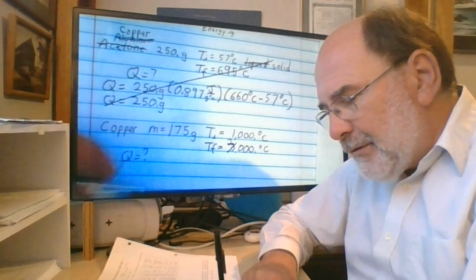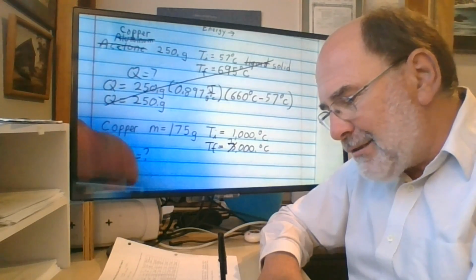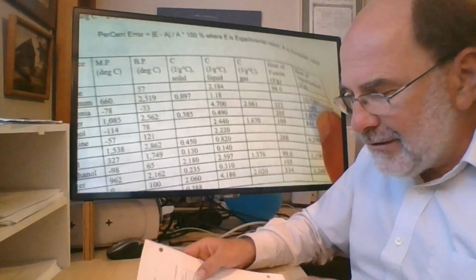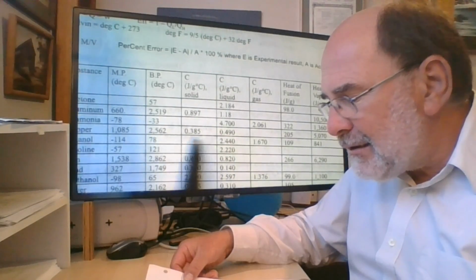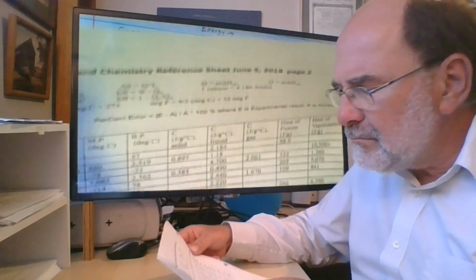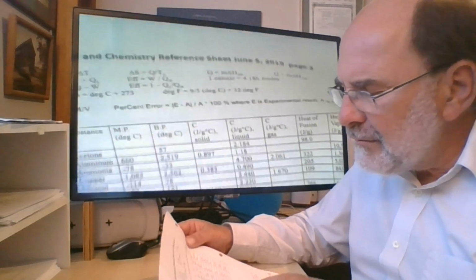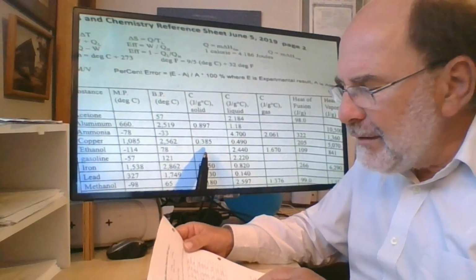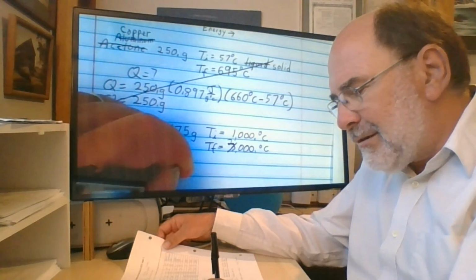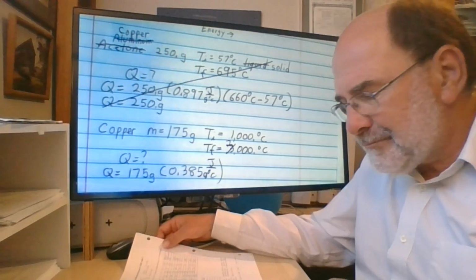So here we go. First, I need to heat up the copper. It's in the solid state. Its mass is 175 grams. I look up the specific heat of solid copper, and I see it listed as, sorry, reading the wrong thing. It's 0.385 joules per gram per degree C.